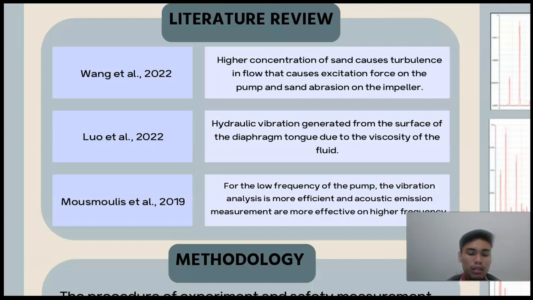From the research by Luo et al. in 2022, the hydraulic vibration generated from the surface of the diaphragm tank due to the viscosity of the fluid. From the research by Mohammad et al. in 2019, for the low frequency of the pump, the vibration analysis is more efficient and acoustic emission measurements are more effective on higher frequency pump.